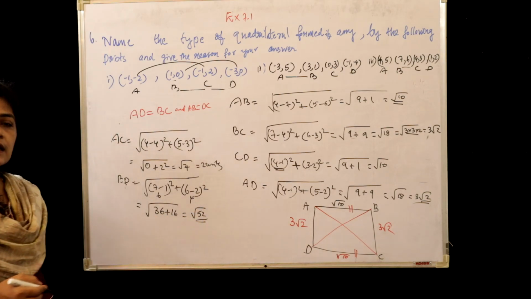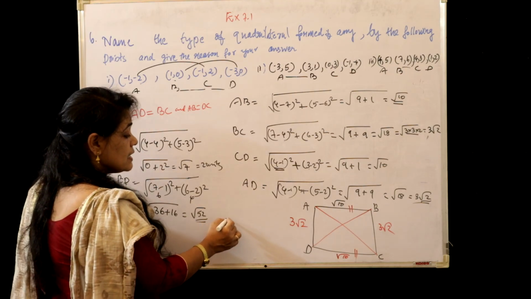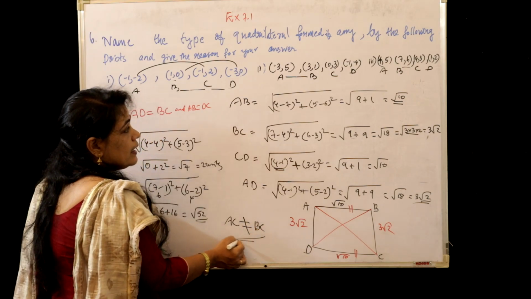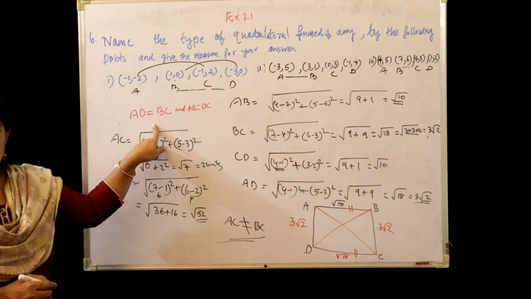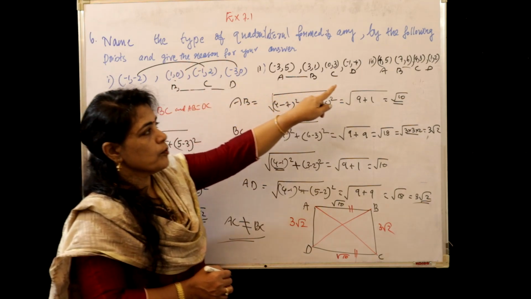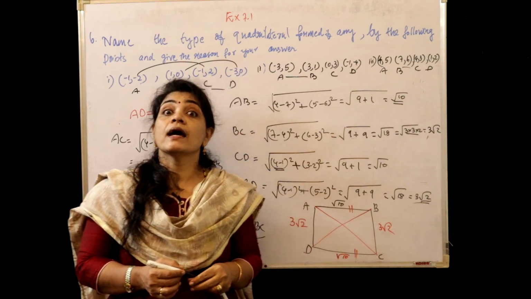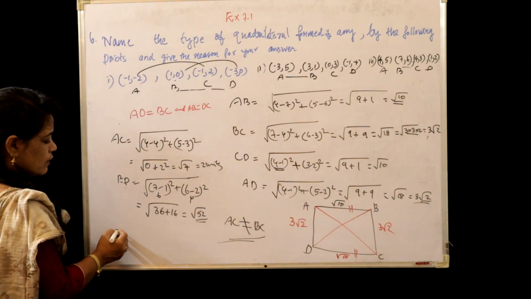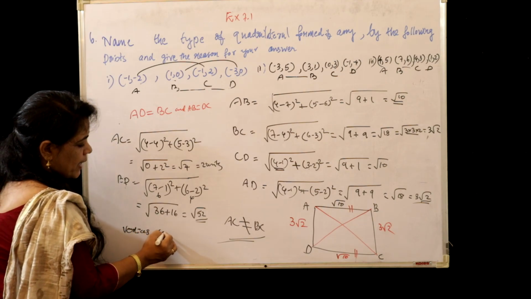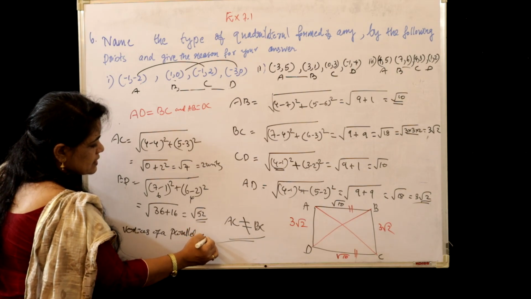What we have seen children, here the diagonals are unequal since AC is not equal to BD, and this holds, that is opposite sides are equal, which means these 4 points are the vertices of a parallelogram. Okay, this will form vertices of a parallelogram. The reason is clear children.